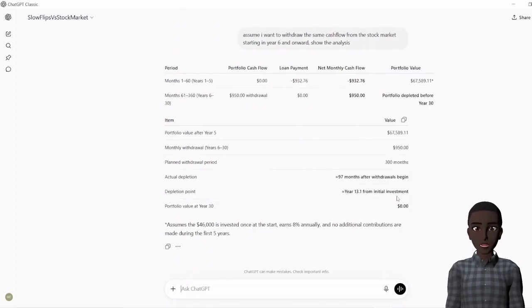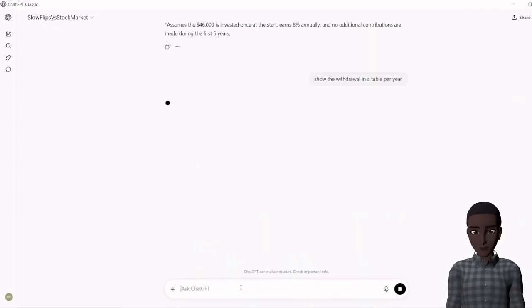So whereas in the slow flip strategy, we are able to withdraw $950 per month every month right up until the 30 years, because that's what we're receiving from our buyer. If you do this in the stock market, you can only withdraw right up until year 13. So after this, you are no longer able to withdraw. And we could say, show the withdrawal in a table per year to make it even more clear to us.